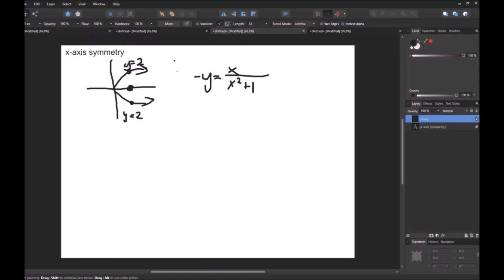In order to get rid of the negative 1 that's attached to the y, we just multiply both sides by negative 1. Negative 1 times the negative 1 in front of the y just gives us y. And we can think of this negative 1 as kind of negative 1 over 1. So this becomes negative x. And then because it's just a positive 1 down here, it's just x squared plus 1.